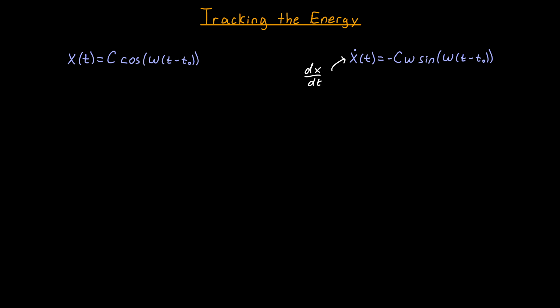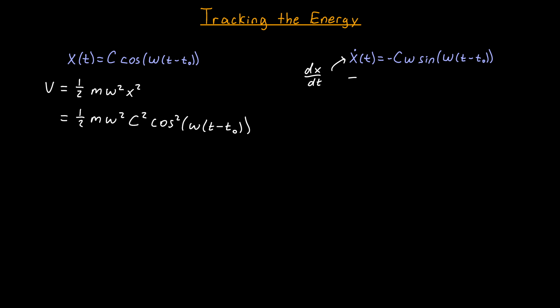Anyway, with these two equations in mind, we can automatically write down both the potential energy and the kinetic energy of our system at any given time. From the position, we can find the potential energy because we know that the potential energy is 1/2 m omega squared x squared. That's what we stipulated at the start of this whole thing. So if we plug in x, what we end up with is 1/2 m omega squared c squared cosine squared of omega (t minus t0).